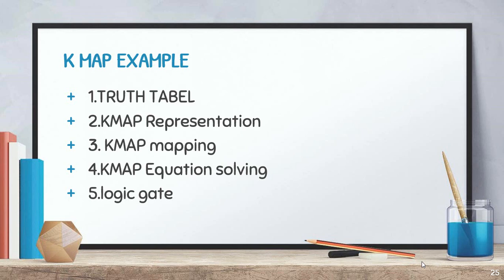For whichever grouping is done, in that selected group, whichever variables are the same in the rows and columns, only select those; whichever are different, ignore them. Once the equation is created, start the logic gate implementation. Do the logic gates for the SOP expression. This is how any K-map problem can be solved. Let's go with some examples so you can understand how the K-map can be solved.